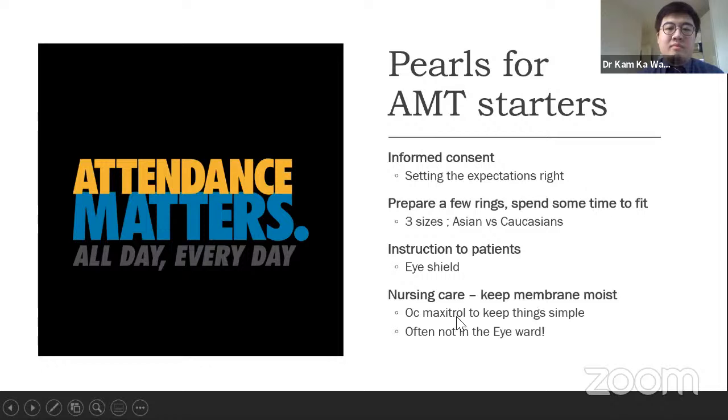I usually use Mexitrol ointment to keep the membrane moist every day, instead of prescribing a bunch of eye medication for the nurses to handle, because most of the time these patients are not staying in the eye ward, they're in the ICU or medical wards. And I think attendance really matters. Try to attend to your patients every day to see how they are doing.